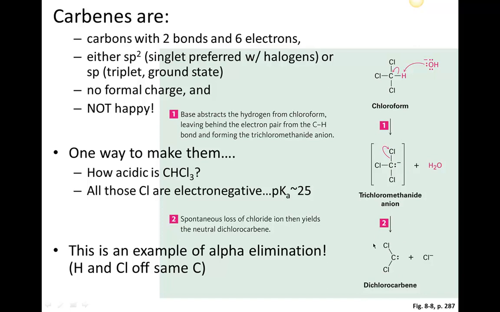So the initial product here is what's called a singlet carbene, because at this point it would be sp2. And we call this alpha elimination because both the hydrogen and this chlorine came off the same carbon to get to this carbene. And this is called a dichlorocarbene for fairly obvious reasons.